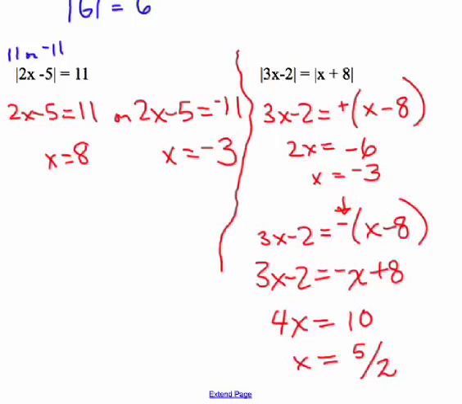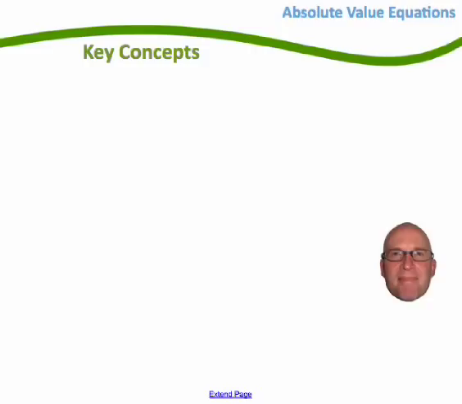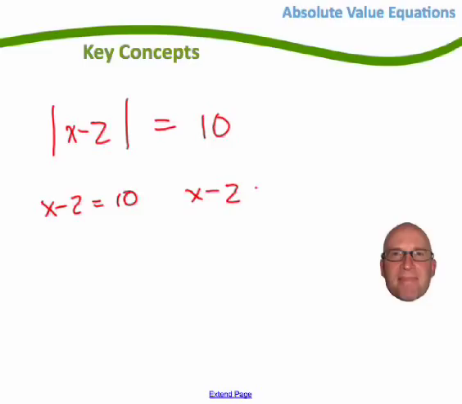The main piece of the whole thing is if I have the absolute value of something in here, let's call it x minus 2. If this is equal to a number like 10, then what I do is I say inside there, it could be a 10 or it could be a minus 10. X minus 2 could be a 10, or x minus 2 could be equal to a negative 10.